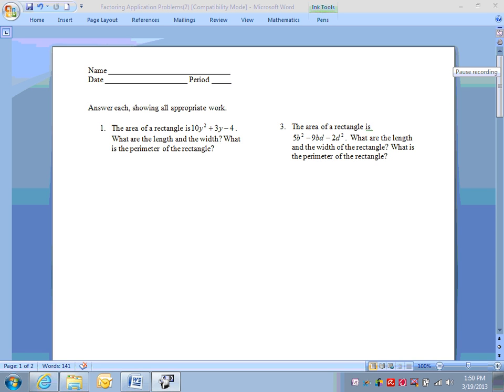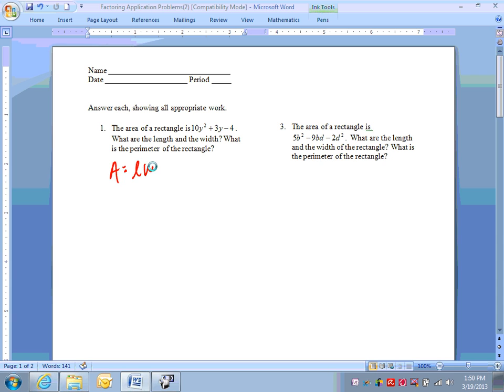On problem number 1, they say the area of a rectangle is 10y squared plus 3y minus 4, and they want us to find the length and the width, and they also want us to find the perimeter of the rectangle. So, we are going to start off by writing the area formula for a rectangle, which is length times width. And they tell us the area is 10y squared plus 3y minus 4. Well, the length and the width are actually factors. And they're factors because the length and the width multiply to give you the area.